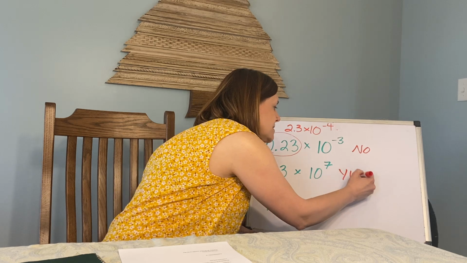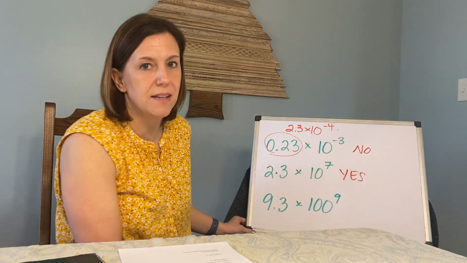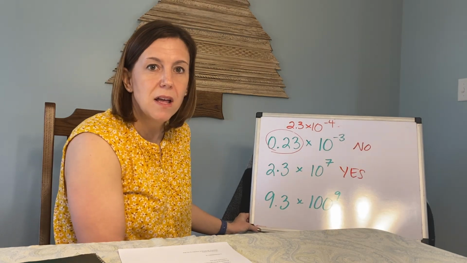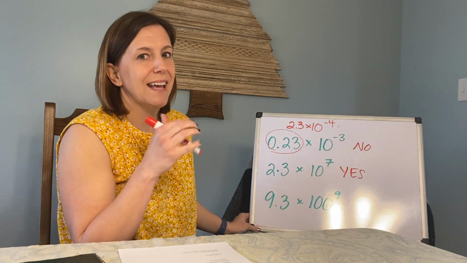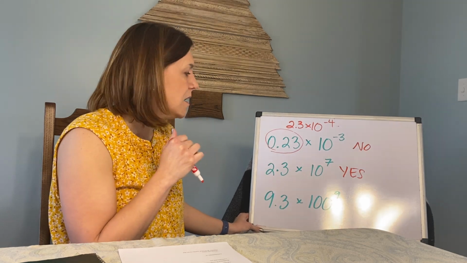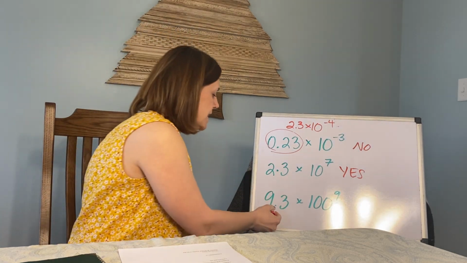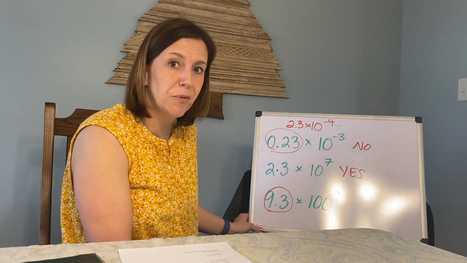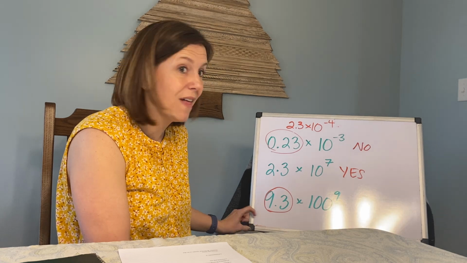So my answer for the second is yes. That is correct. The last one, right here at the bottom of my board and in your notes and in the book under problem 1, is 9.3 times 100 to the 9th. Well, if I look at this first number, it falls in that acceptable range of between 1 and 10. So I know that's correct.